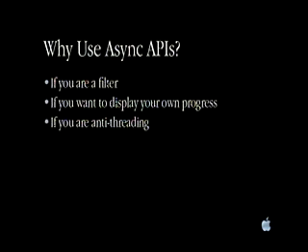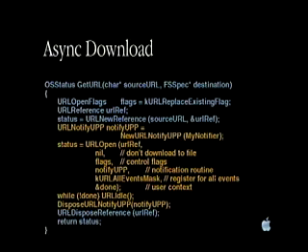There are various reasons why you might want to use the asynchronous APIs. If you're basically just filtering something, you want to send it on through, it's a good reason. If you want to display your own progress rather than having URL access provide the progress, or if you don't want to include multiple threads in your application. Here's an example of an asynchronous download using URL open.